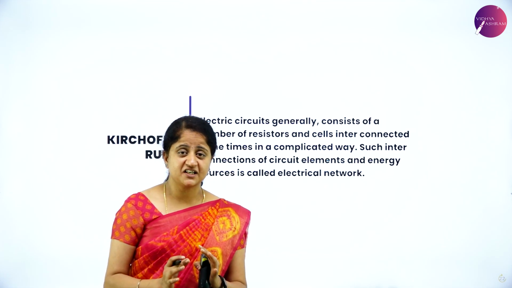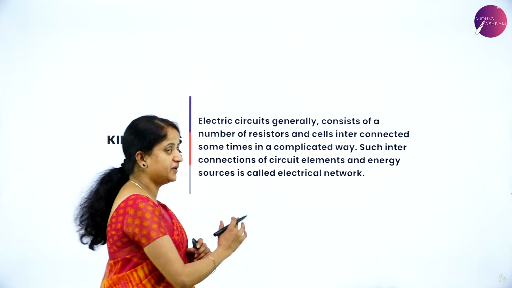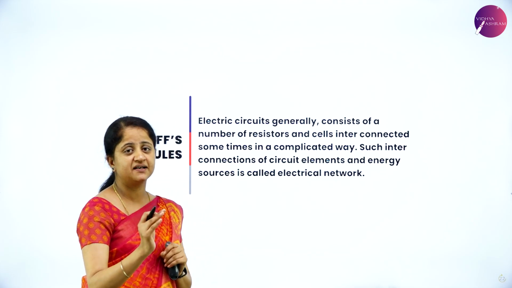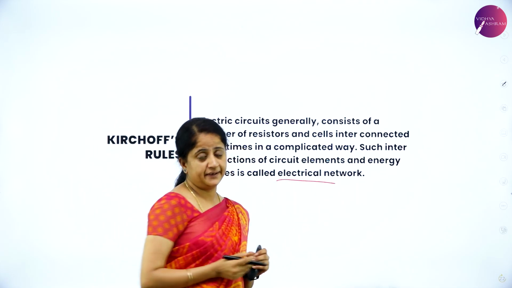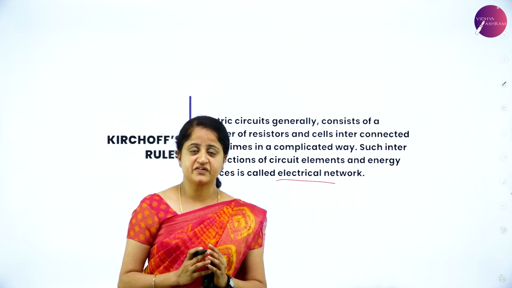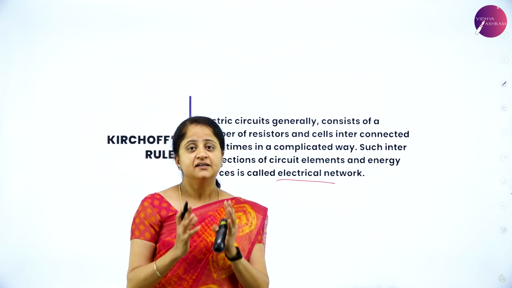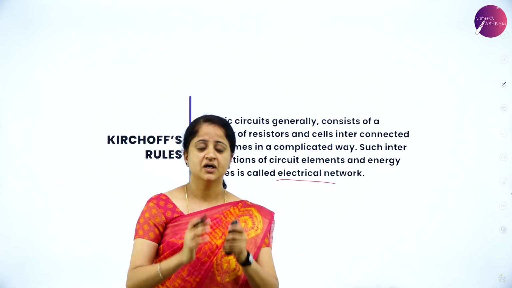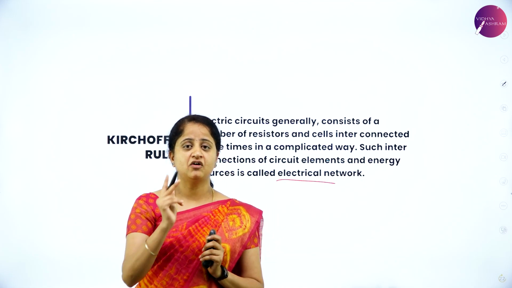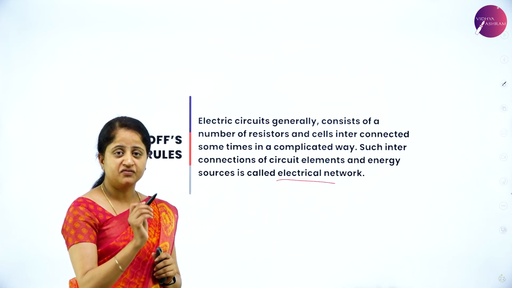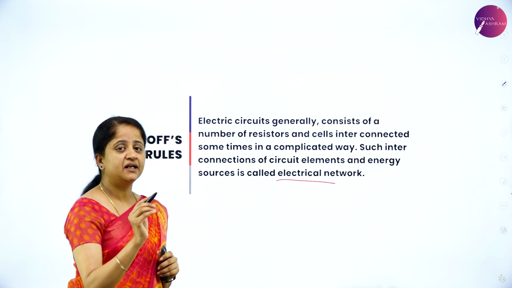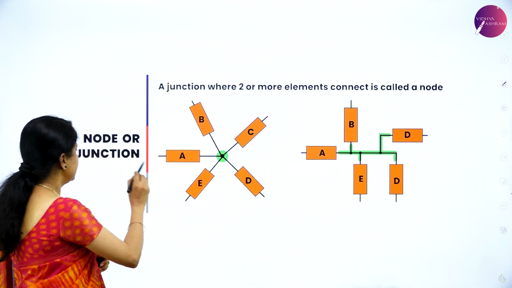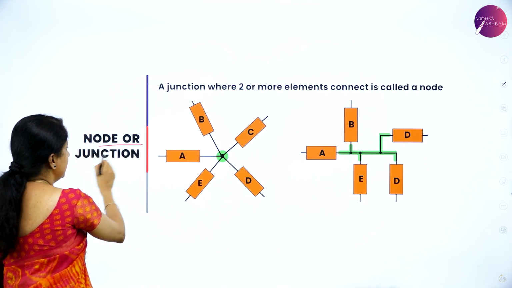Such interconnections of electrical components or circuit elements are generally called an electrical network. With the help of Kirchhoff's laws, we can get the solution for the complications in an electrical circuit. Kirchhoff's laws are basically of two types. One is Kirchhoff's current law, the other one is Kirchhoff's voltage law. So let us now begin with a node or a junction.